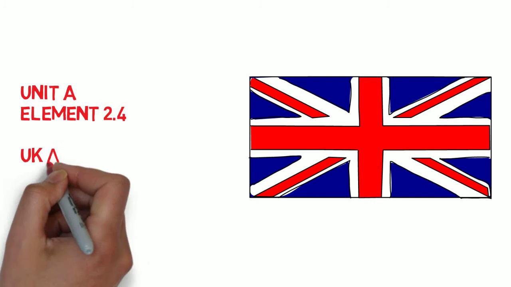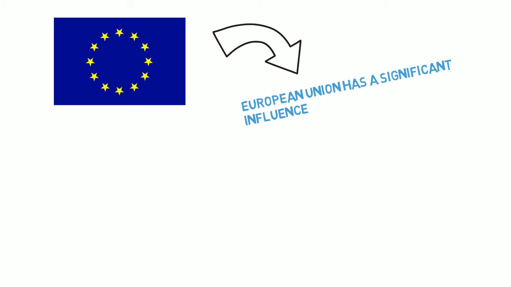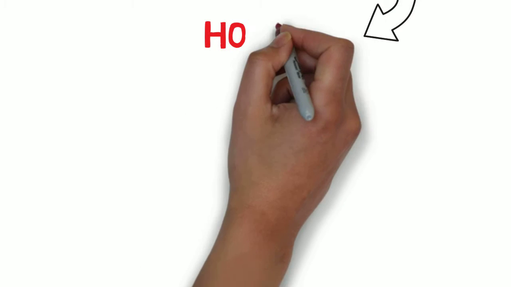Unit A, Element 2.4, UK Acts, Regulations and Orders. You've seen how the European Union has a significant influence on UK health and safety legislation. But how does this legislation actually get into the statute books in the UK?